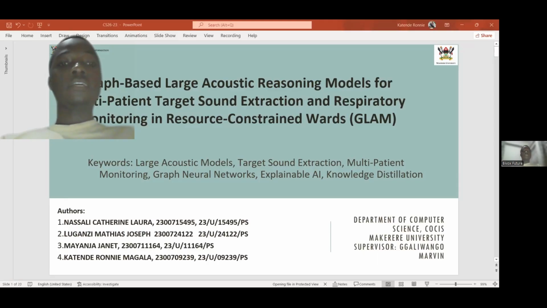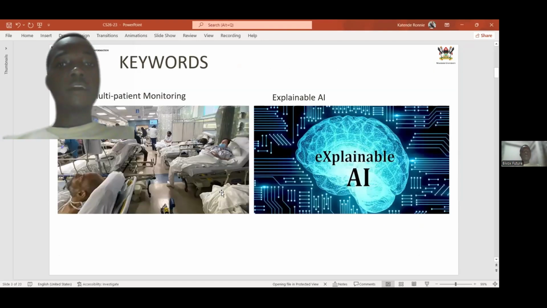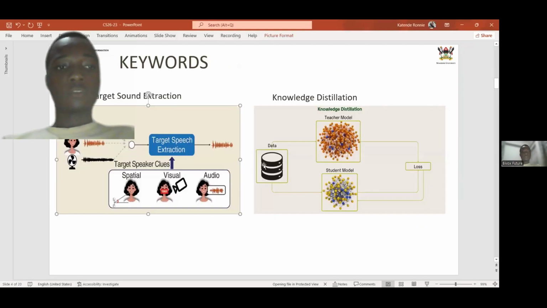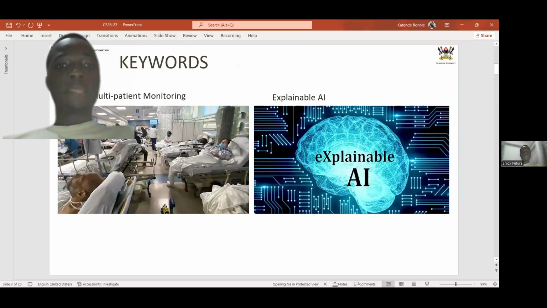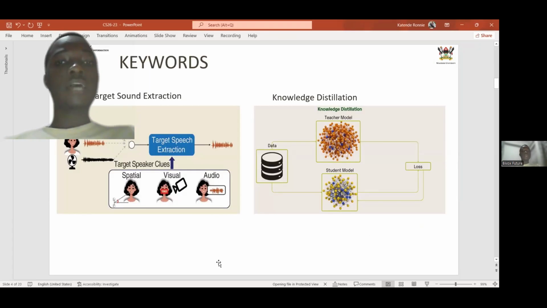Going further, let me first take you through the target sound extraction. Target sound extraction shows how a sound is extracted, isolating a specific sound of interest. Let me say that I want to isolate all the background noise from the whistles that I'm going to collect, the whistling sound and the crackle sound. So we shall be using target sound extraction.